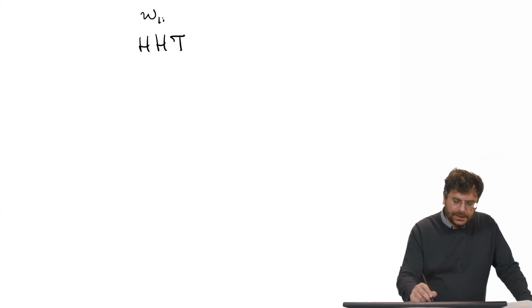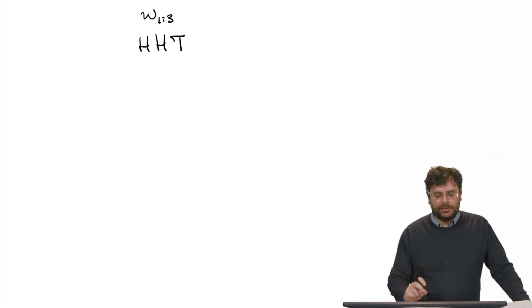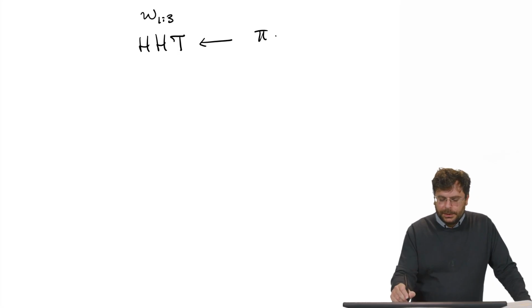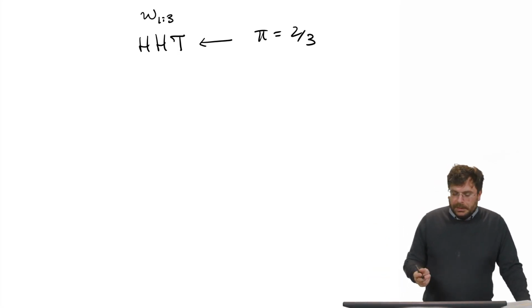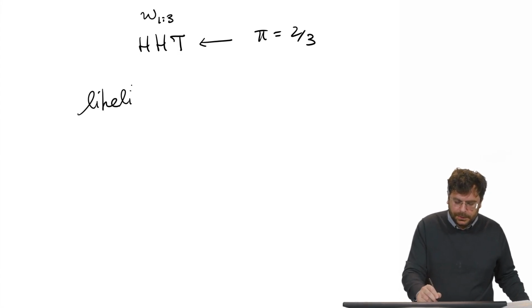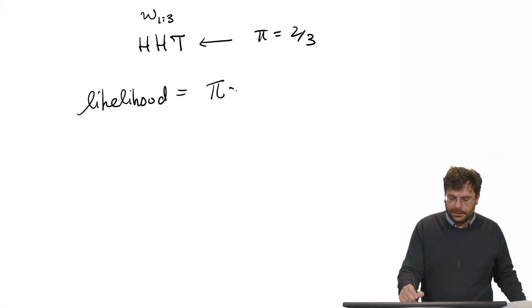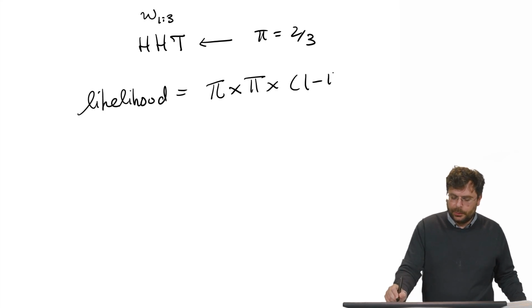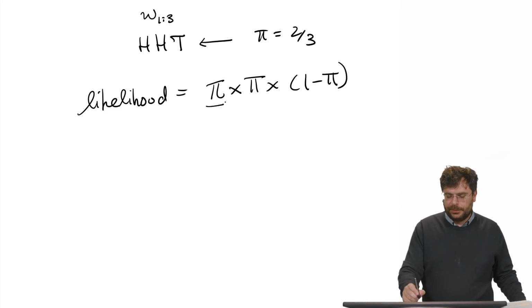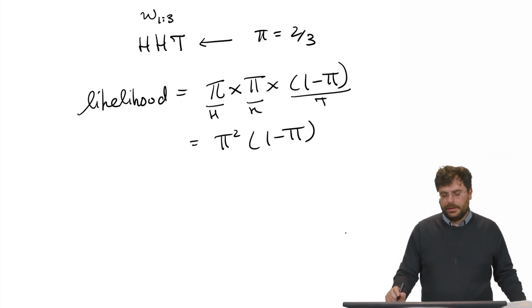Suppose I had collected data for 3 coin flips: heads, heads, tails. What is the most probable value of pi to explain this result? Well, it should be 2/3. How do I know that? Let me write down the likelihood. The likelihood is going to be equal to pi times pi times 1 minus pi, right? Because I've observed heads, heads, then tails. Let me simplify that right away to pi squared times 1 minus pi.